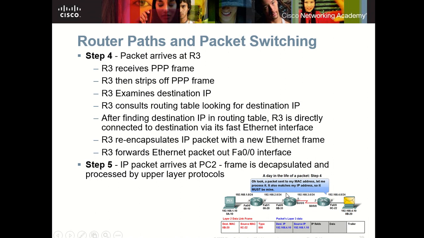And then, anong sabi ni step 4? A packet sent to my MAC address. Let me process it. It also matches my IP address. So, it must be mine. So, nakita niyo ang IP address niya is 192.168.4. So, diha pa lang daan, ma-determine niya nga, oy, pareho sa akong network. No? But katong .10 dito is a specific nga address sa iyahang workstation nga na-belong sa iyaha. Alright?